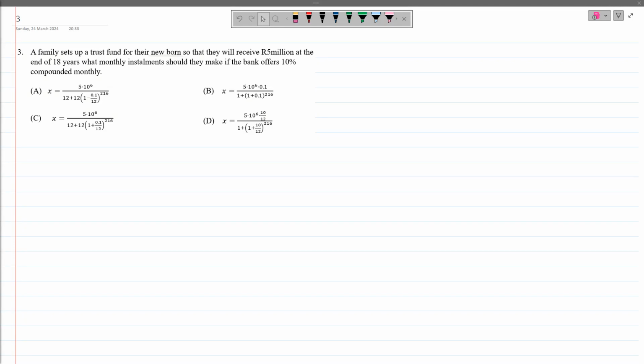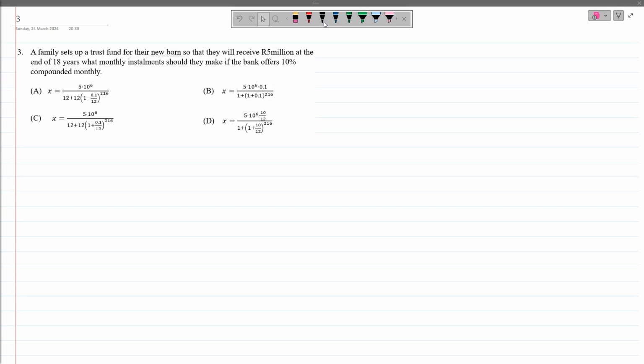Question 3 says a family sets up a trust fund for their newborn so that they will receive 5 million at the end of the 18 years. What monthly installments should they make if the bank offers 10% compounded monthly?